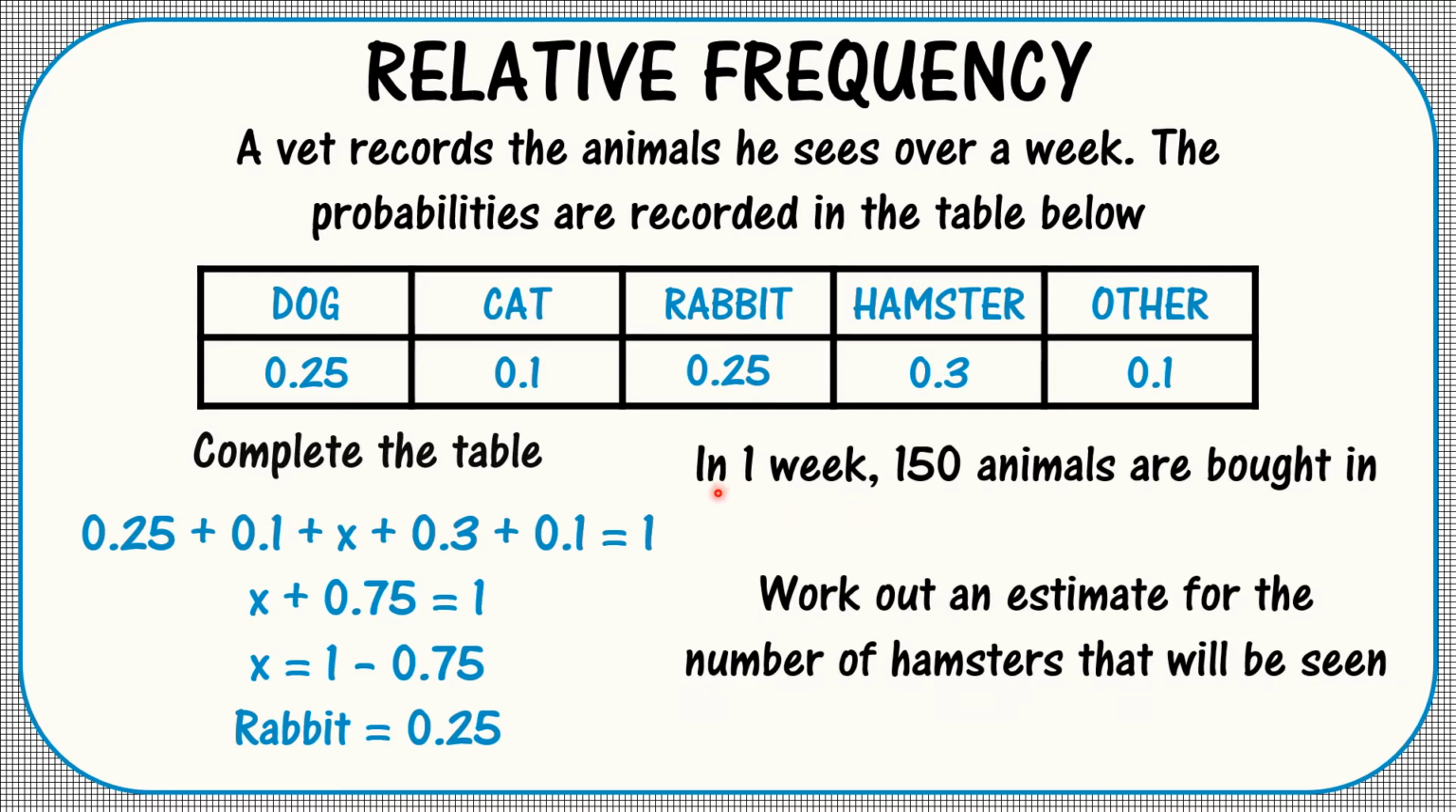Another question is, in 1 week, 150 animals are brought in. Work out an estimate for the number of hamsters that will be seen. Again, you find the probability of hamsters, which is 0.3, and times it by the number of trials, which is 150. You do 0.3 times 150, which is equal to 45. Therefore, in that given week, we can estimate the number of hamsters that will be seen is 45.